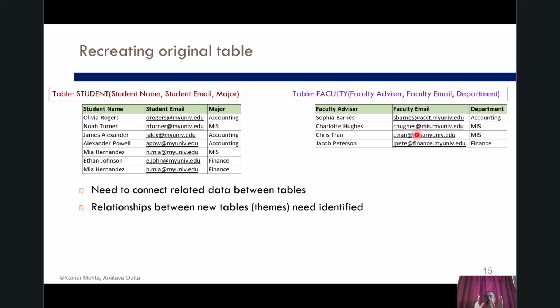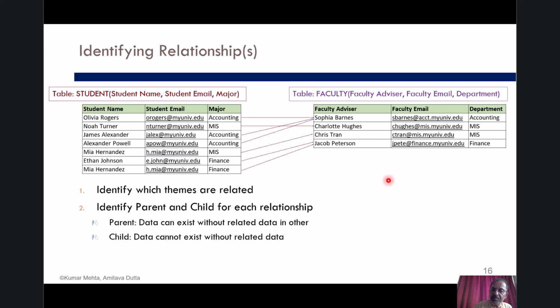So I hope you get the picture in terms of what we mean by structured pieces and relationships among the different pieces. What is missing from this picture is the relationship between these two pieces that we have created. By creating these two pieces, we have addressed some problems, namely the insert, update, and delete anomalies, but we have created a problem in the process. That is, we need to put Humpty Dumpty back together again. So we need to be able to connect the related data between the tables, and the relations between the themes in that process need to be identified. That's what we're going to do.